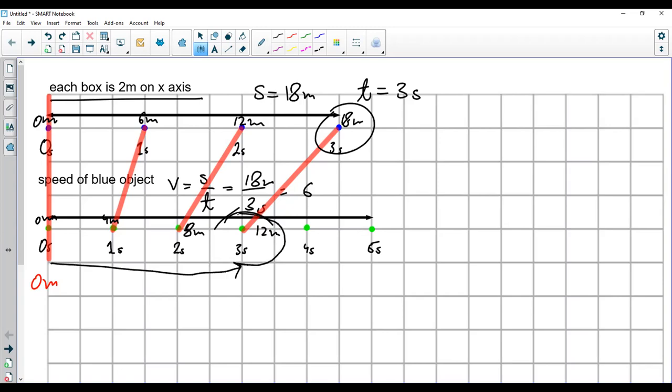No, it's not. Oh, okay, I get it. I understand, earlier it was wrong. Now it's right. So now look at the position of the green. Green is at 12 meter after 3 seconds. Where is the blue? At 18.